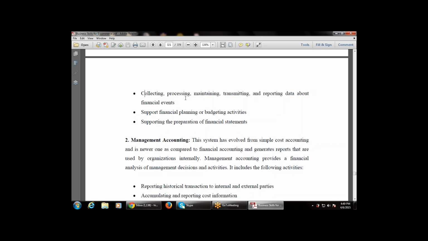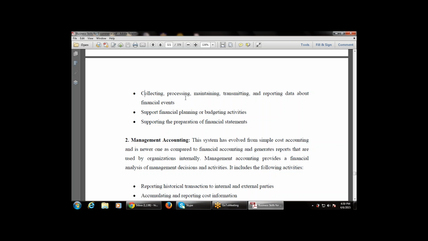So financial accounting analyzes the terms used by the managers in financial terms. But management accounting provides a financial analysis of management decisions. Whatever decision the managers take is based on data from the analysis part, which is covered under management accounting. So it provides a financial analysis of management decisions and activities. It includes the following activities.